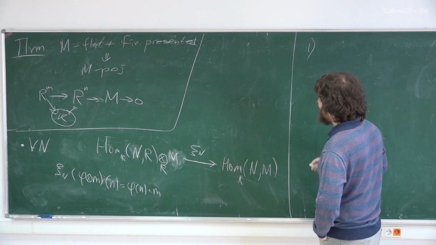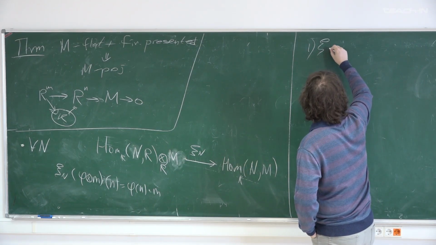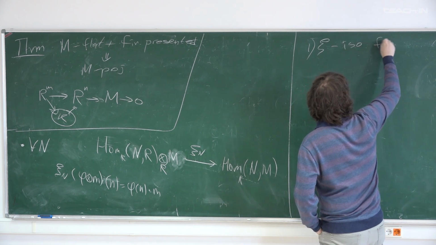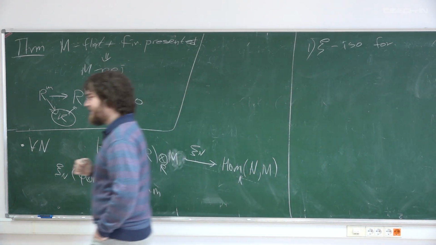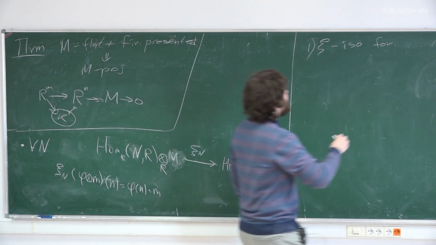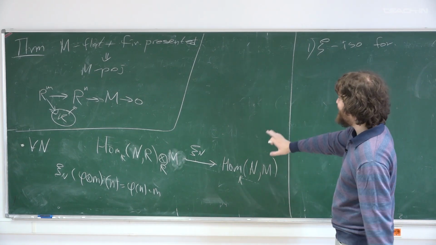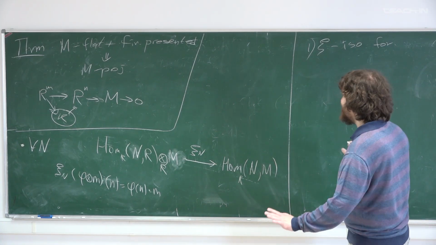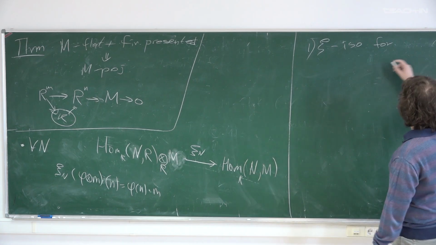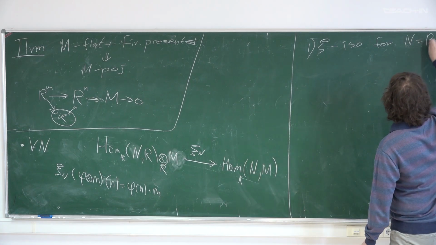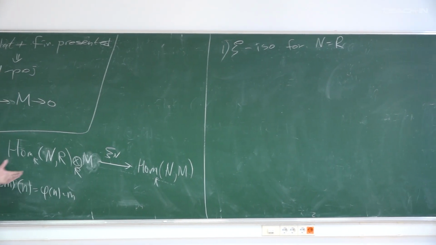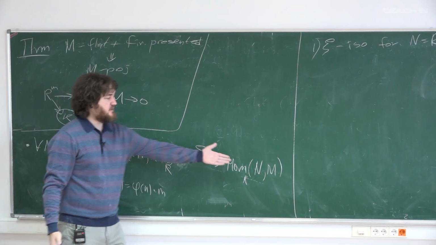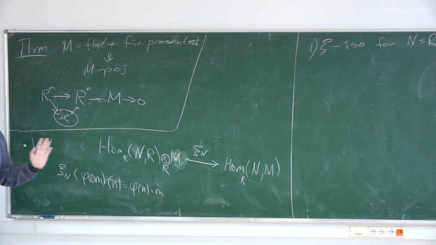First, xi is an isomorphism. In fact it's a general fact. We will not use the flatness of M at these steps. It's an isomorphism for N equal to R, because if N is R itself, this is just M, and this is also just M, and this is an identification. It's a natural isomorphism.